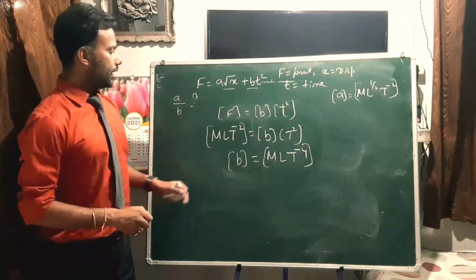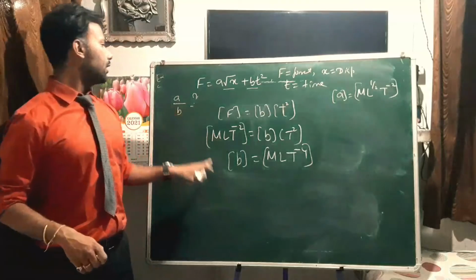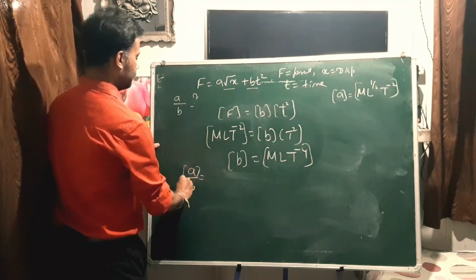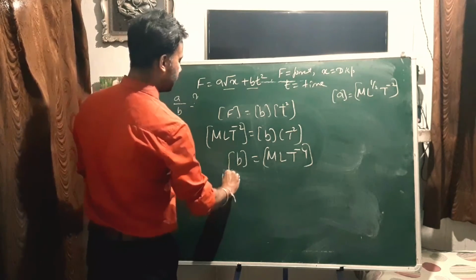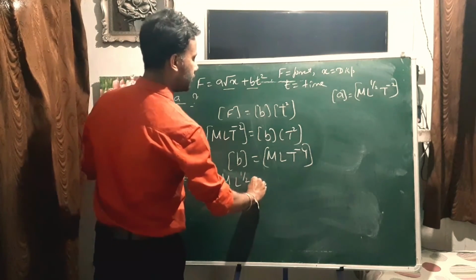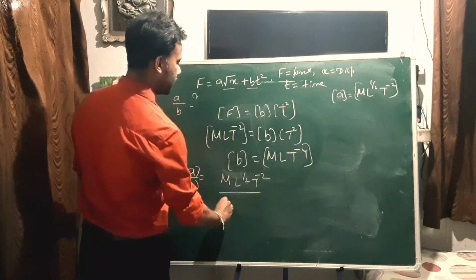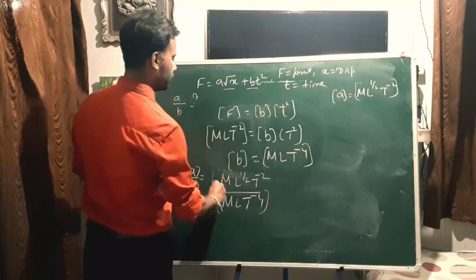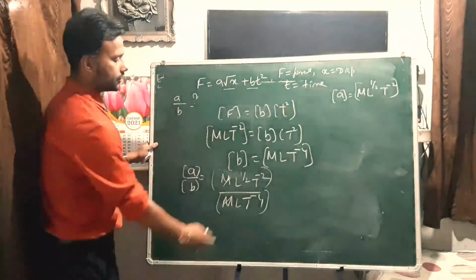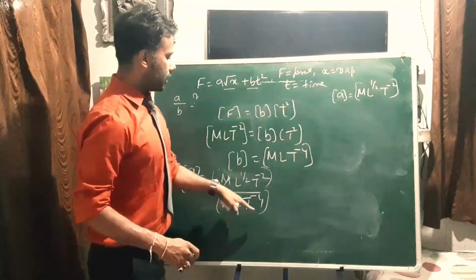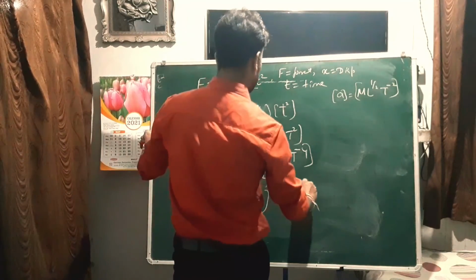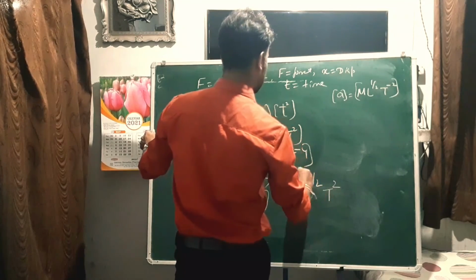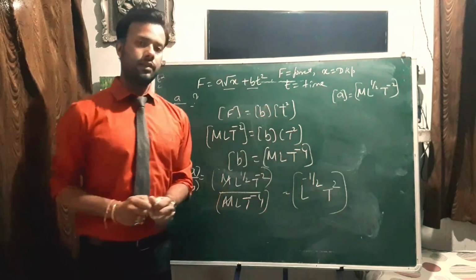Right. So now we have the dimension of a and the dimension of b, and we have to calculate dimension a upon b. Dimension of a upon b will be M L half T minus 2 divided by M L T minus 4. So M is being cancelled. This will become minus 2 plus 4, so L to the power 1 by 2 and T square. So this is the answer.